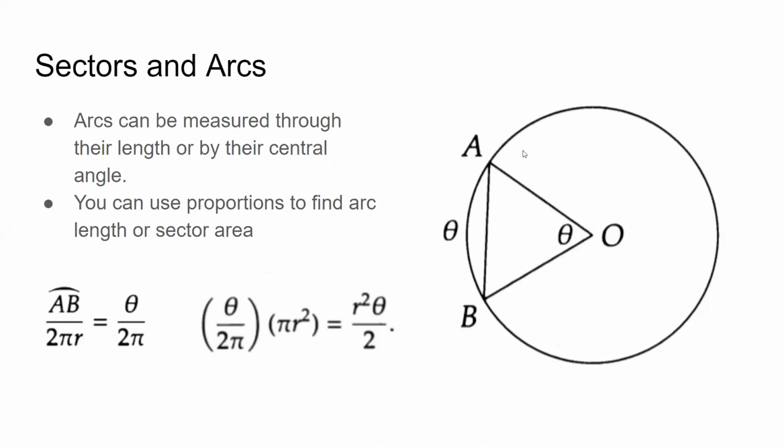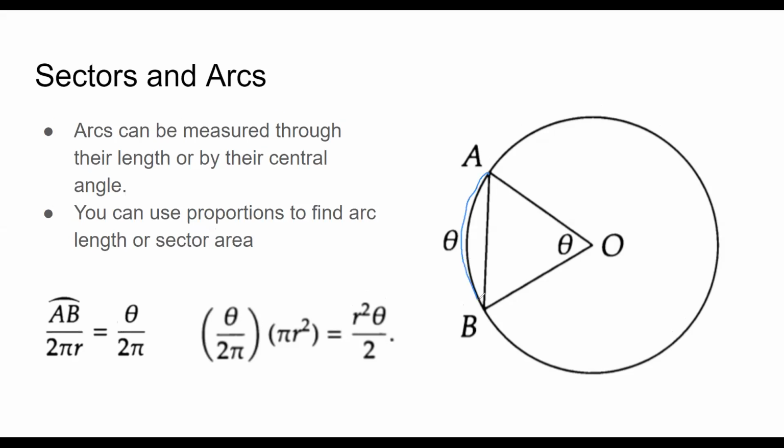Let's talk about sectors and arcs. So arcs, when people are talking about arcs, they either designate it by the arc length, which is this length right here, or they talk about the central angle, which is theta here. So we can use proportions to find the arc length or the sector area. So for example, if this angle was 45 degrees, what we know is a total circle is 360 degrees. So this sector is only 45 over 360 of the circle. So that's just 1/8 of the circle.